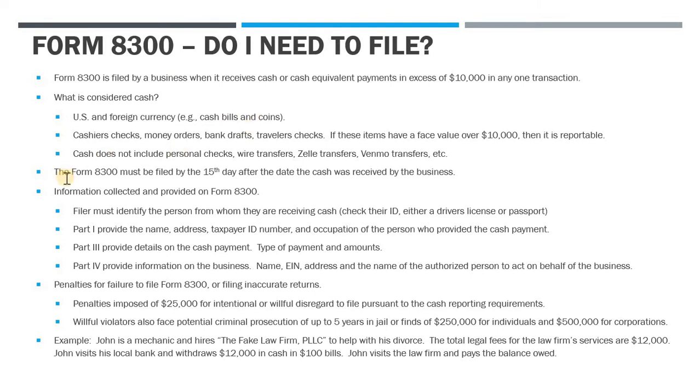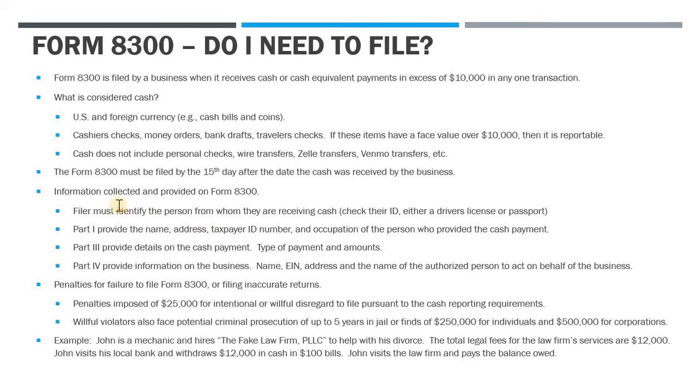Okay, so when do you need to file? The 8300 has got to be completed and filed by the 15th day after the date when you receive the cash in the business. Very, very important. If you file it late, you're looking at some late filing penalties, just like a lot of other IRS forms. So what information is collected?